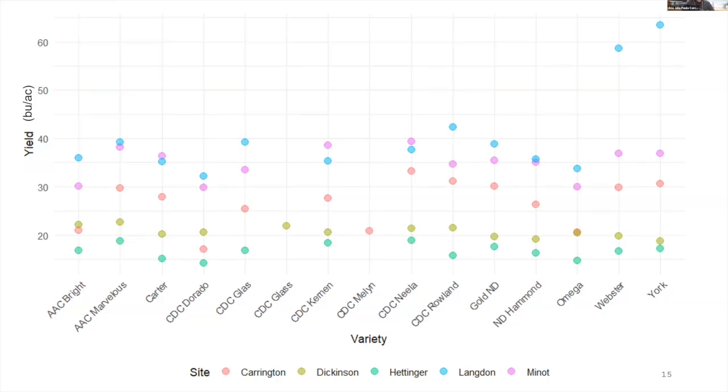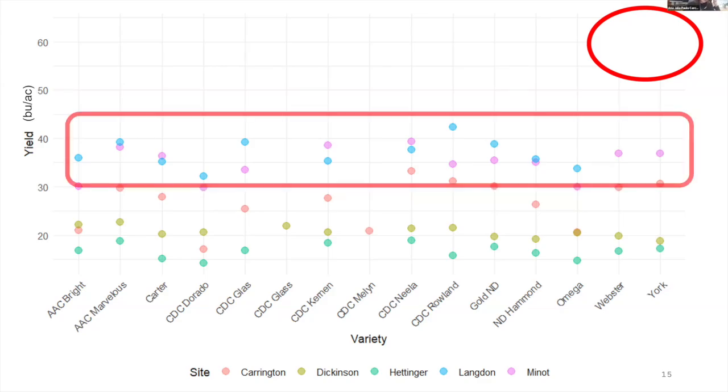So these are again all the varieties that we tested, and the different color points are the different sites that we included in our variety trial. We can see that there are these 2 points here where probably there is something going on. So for this presentation, I'm just going to ignore them. But we can see that there are some sites that are always on top. They're always performing better than the other ones.